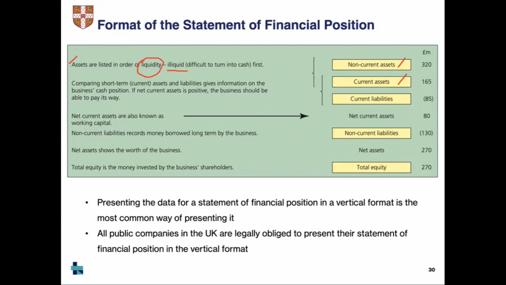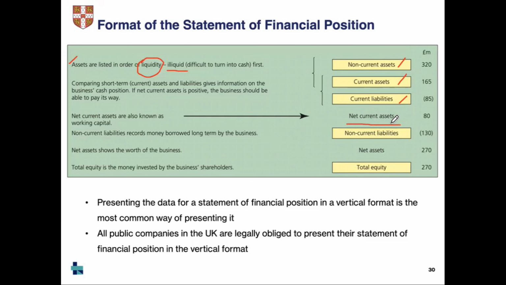Then our current liabilities also follow. So in this example, the non-current assets are 320 million pounds. The current assets are 165 million pounds. And the liabilities, which is in brackets, is a negative figure, so it is subtracted. All right. So current liabilities, also remember, current assets minus current liabilities will give us our working capital, which is our net current assets. I hope you remember that.